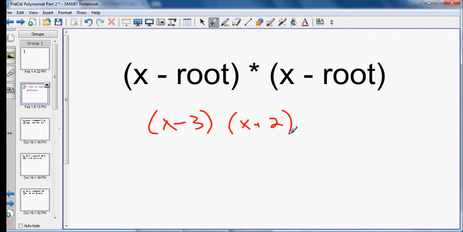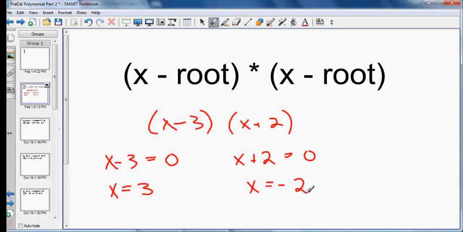But here's what I want you to think about. If we were actually working it out, if we were showing with work that these are the roots, we would say, okay, x minus 3 equals 0, and then I'd solve that by adding 3 to both sides and get that x equals 3. Or if I have x plus 2 equals 0, I would subtract 2 from both sides and get x equals negative 2. That's great. So I have done that to figure out what the roots are.